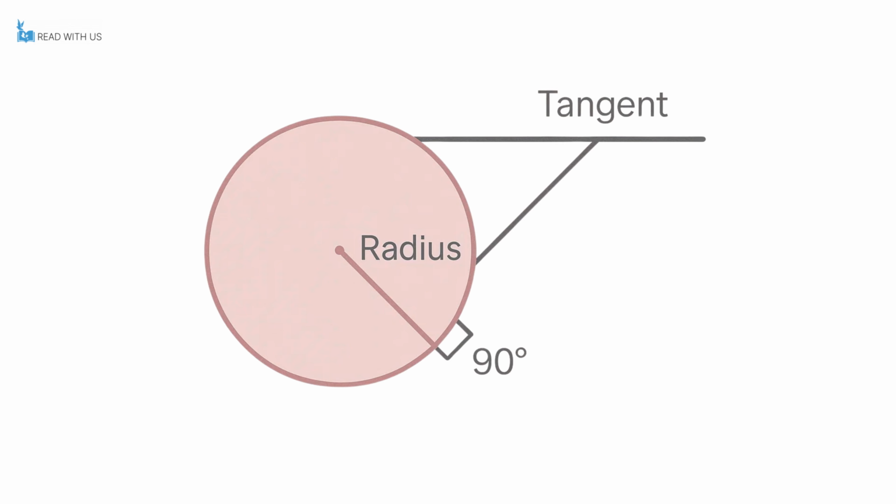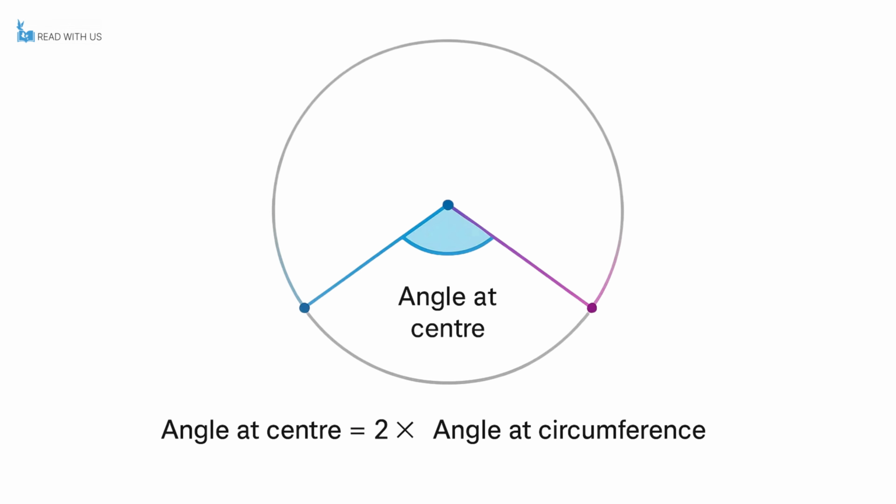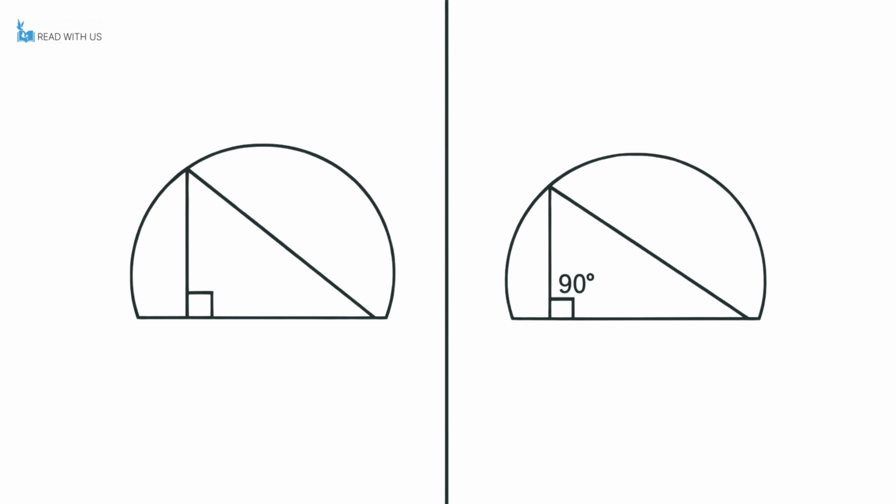Next, the angle at the center is twice the angle at the circumference. When two chords form an angle at the center and the same angle on the circle edge, the center angle is always double. The third rule is that angles in the same segment are equal.